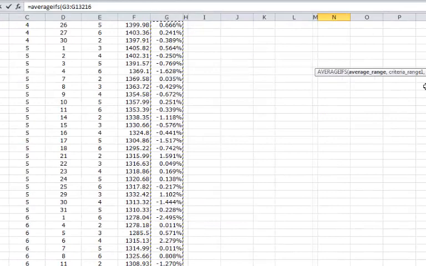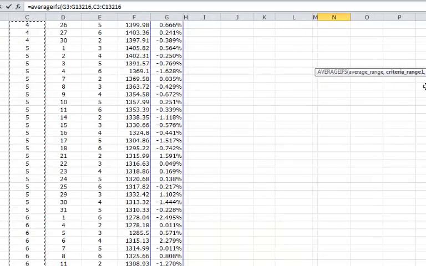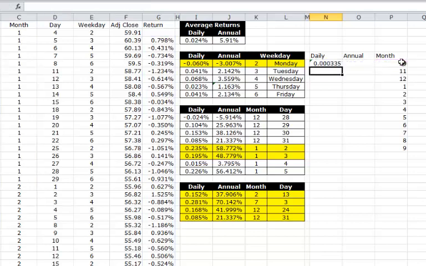We'll use the average ifs function again. We go to the G column. This time the criteria range is in the C column. And remember to put the criteria in quotation marks with an ampersand. And we're going to want it to be the month that is in cell P6. Now that's the average daily return for all of the Octobers in our sample. If you could get that every day of the year, so multiply that by 250, it would look like that.